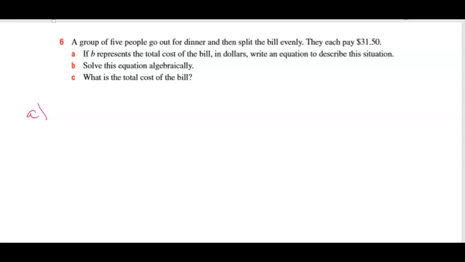All right, so we've got 5 people go out for dinner and then split the bill evenly. So let's say the bill is the total cost. It's split between 5 people, and when it's split between 5 people, they each pay $31.50. So you'd probably know that to find the total bill, you multiply by 5. But this is just setting up an algebraic equation. And then B and C, I'm sure you can do. All right, I think that's it.